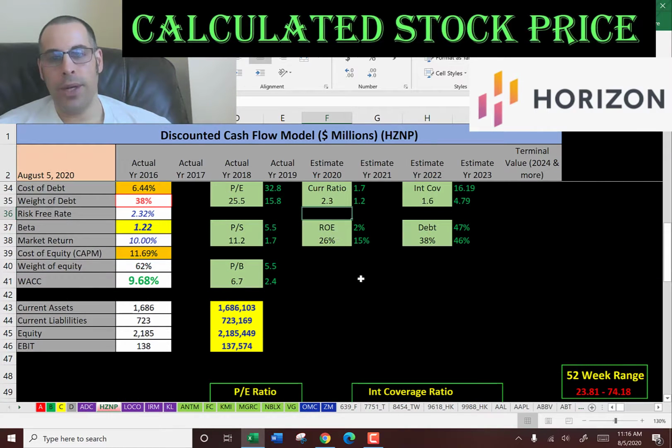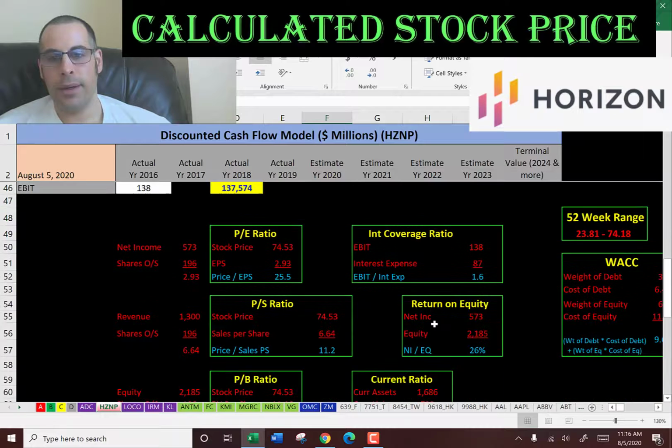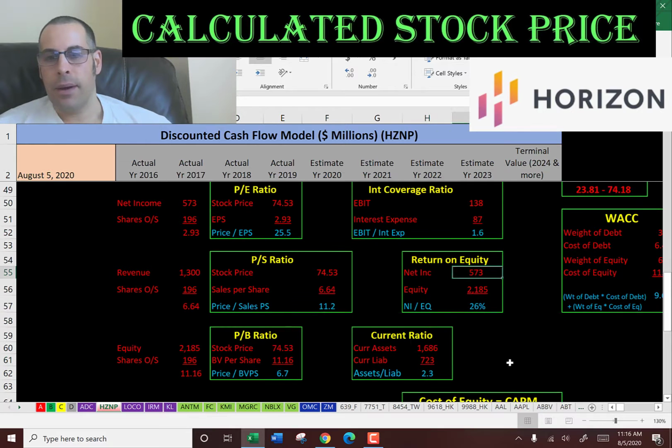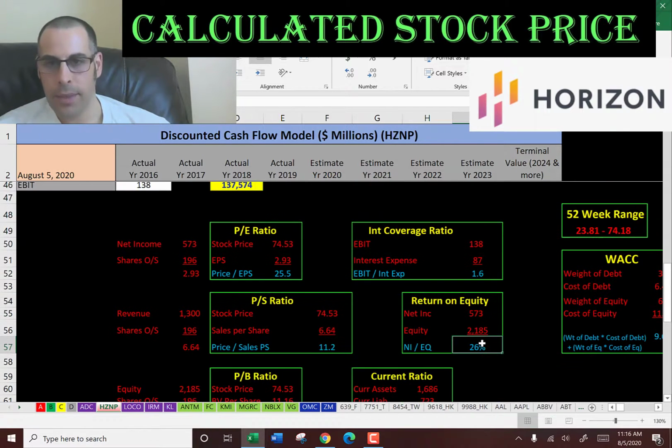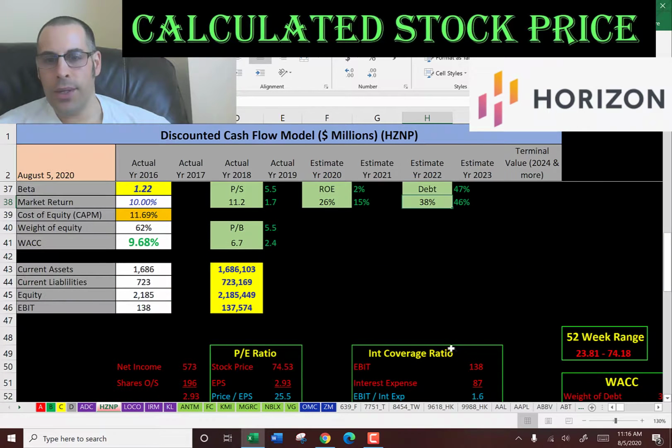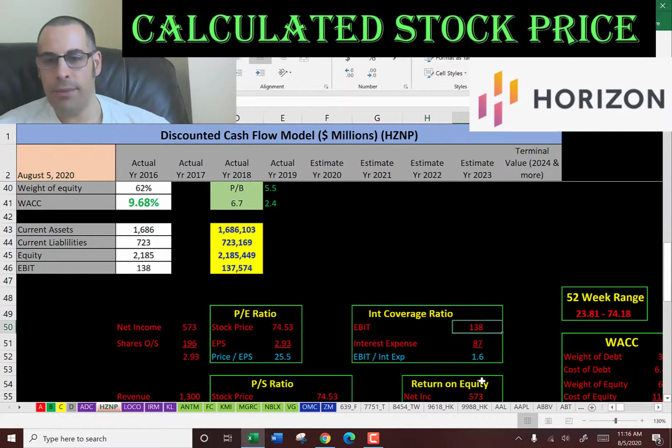They have a good current ratio and a good ROE. So current ratio is current assets over current liabilities. That's great. They can cover their current debts. ROE is net income over equity. So they provide a 26% return to the equity holder. I like to see over 20%, so that's good. Interest coverage ratio is 1.6. So they can just cover their interest payments 1.5 times. They don't have that much extra room to grow their business or pay a dividend.